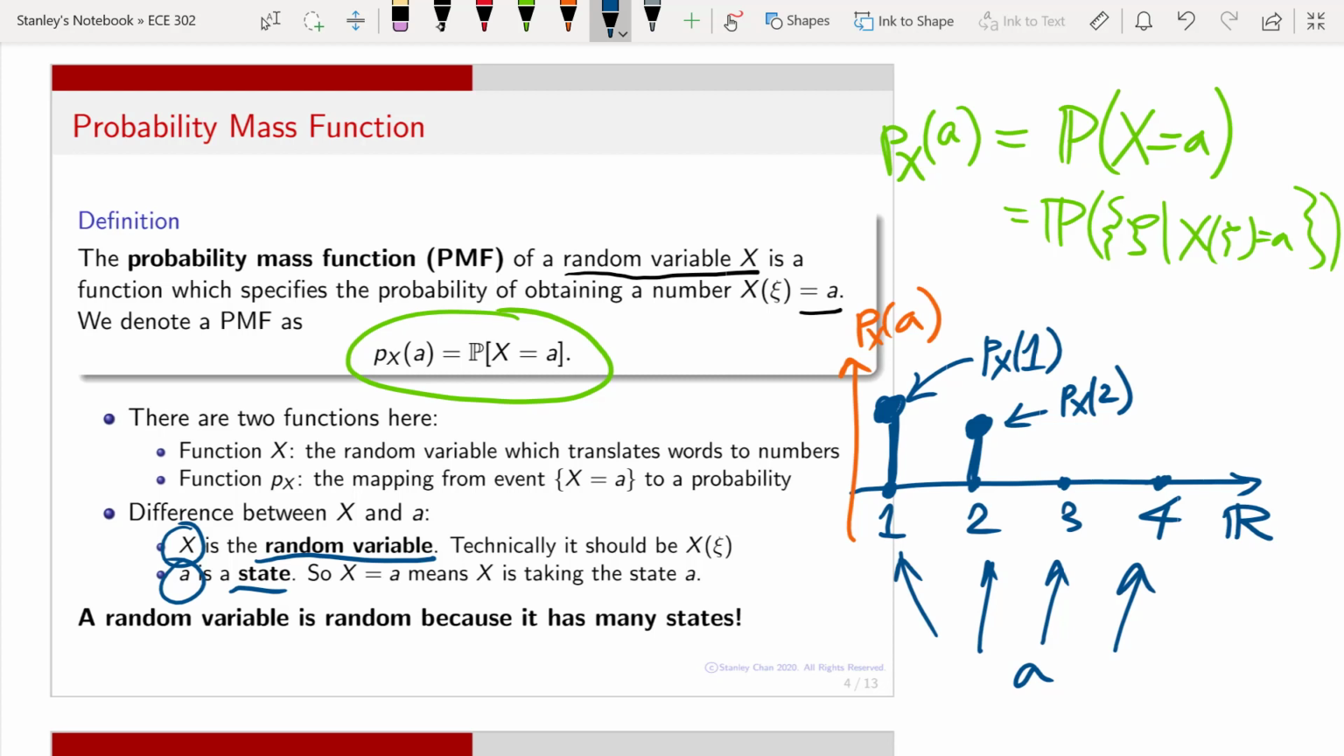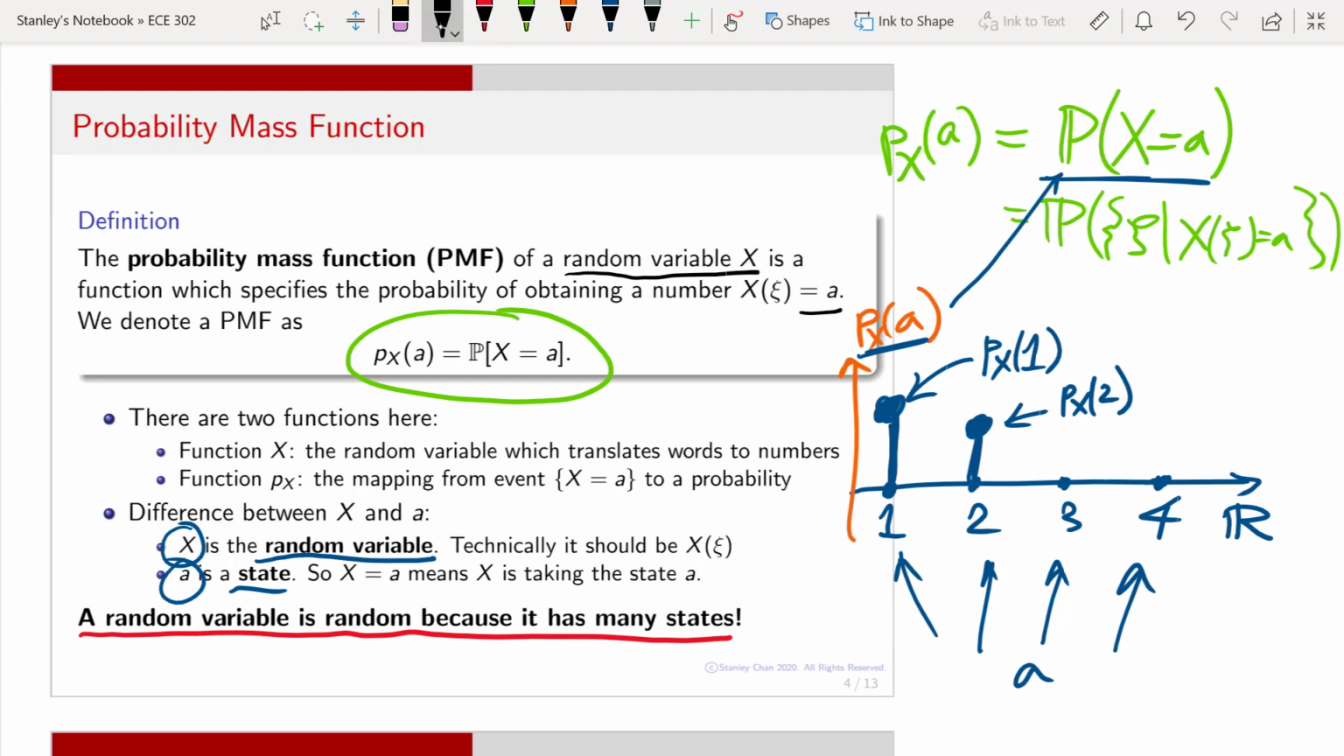So what are they? They are the probability, because according to this definition here, these are the probability that x will take a state 1, and so on. Therefore, x is a random variable and a is a state. So how do you understand a random variable? You can also think that a random variable is random because it has many possible states.